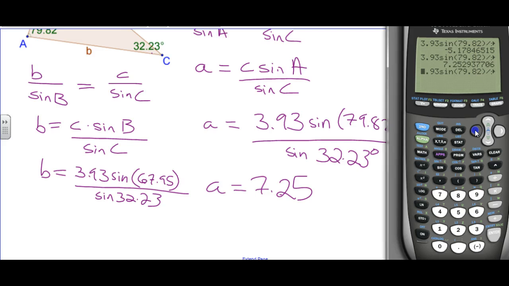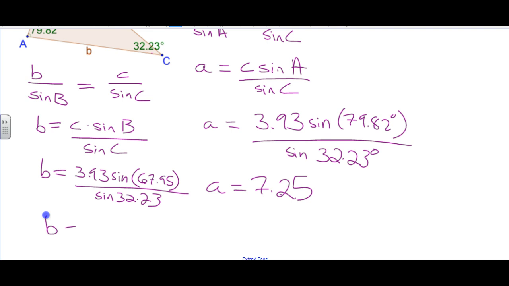So I want 3.93. Okay, and I want 67.95. Okay, and then I can hit enter. Okay, 6.83. So write a 6.83 up there. Let's see if we can move this up.